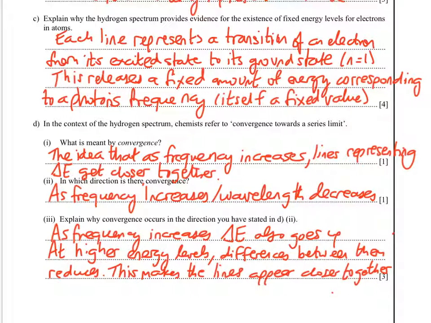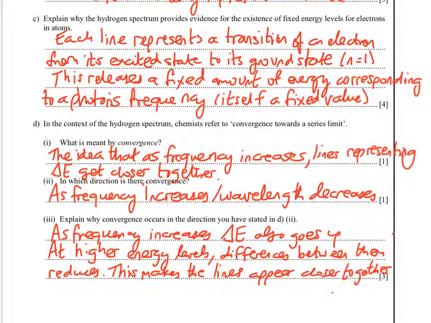So it asks us to explain why convergence occurs in the direction that you've stated. So as the frequency increases, delta E also goes up. So therefore the energy difference increases. But at the higher energy levels, the differences between them reduces. So the difference between energy level 3 and 4 perhaps is not as big as the difference between energy levels 1 and 2. This makes the lines appear closer together on the spectrum.